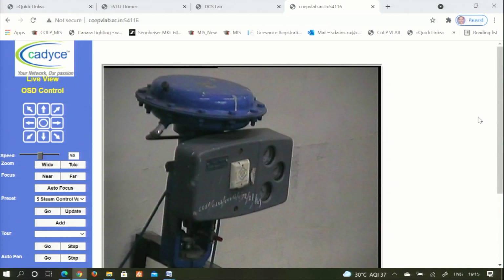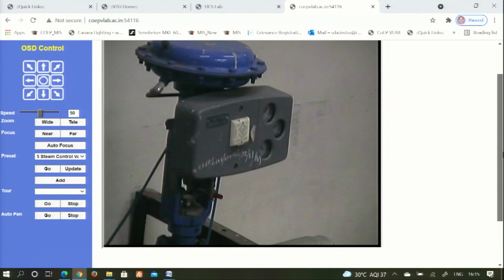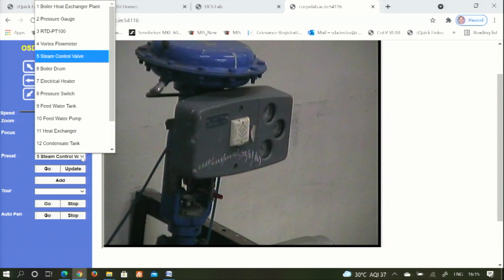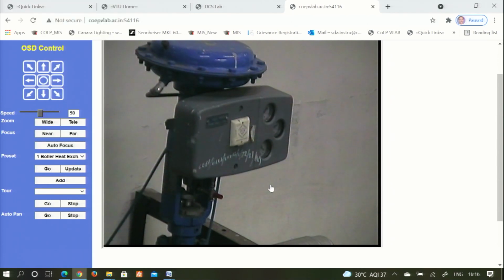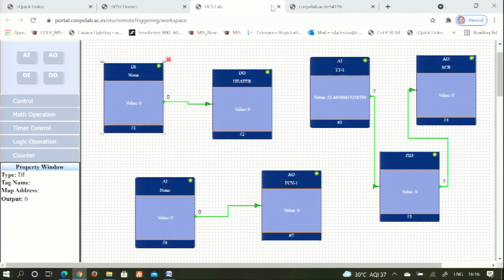The beauty of this plant is that for each plant there is an IP camera connected which will take you to the plant. The entire control of this IP camera would be given to you, and there are default locations. If you want to see, you can click it and say go to that. Slowly the camera would take you to the location where you can see the plant.